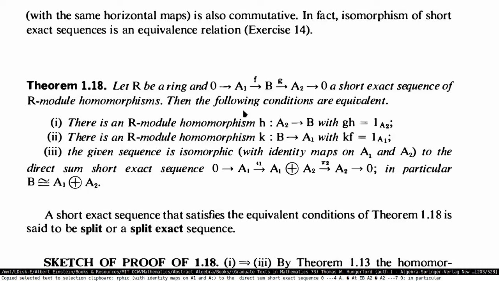So essentially, you can have the isomorphism between this short exact sequence and this short exact sequence, and that'll let you have the isomorphism between B and the direct sum.